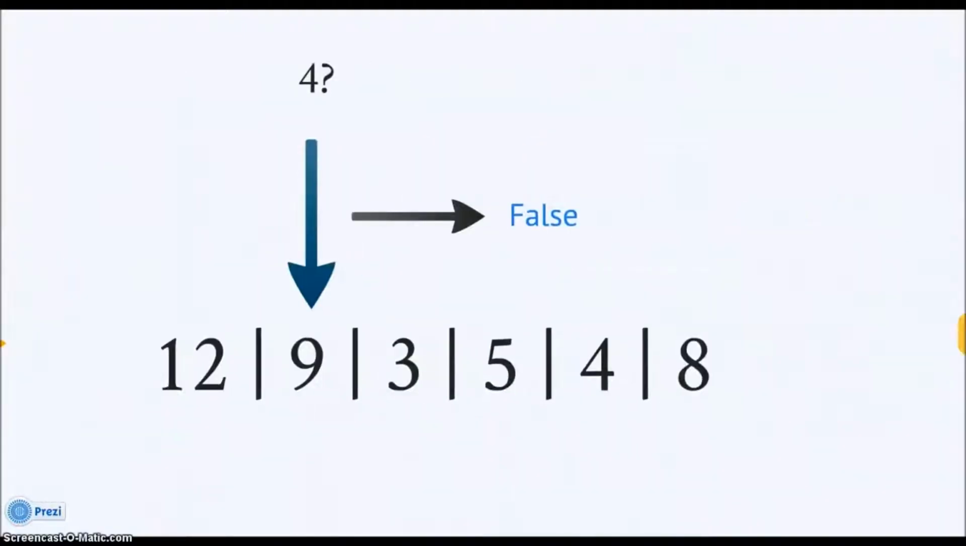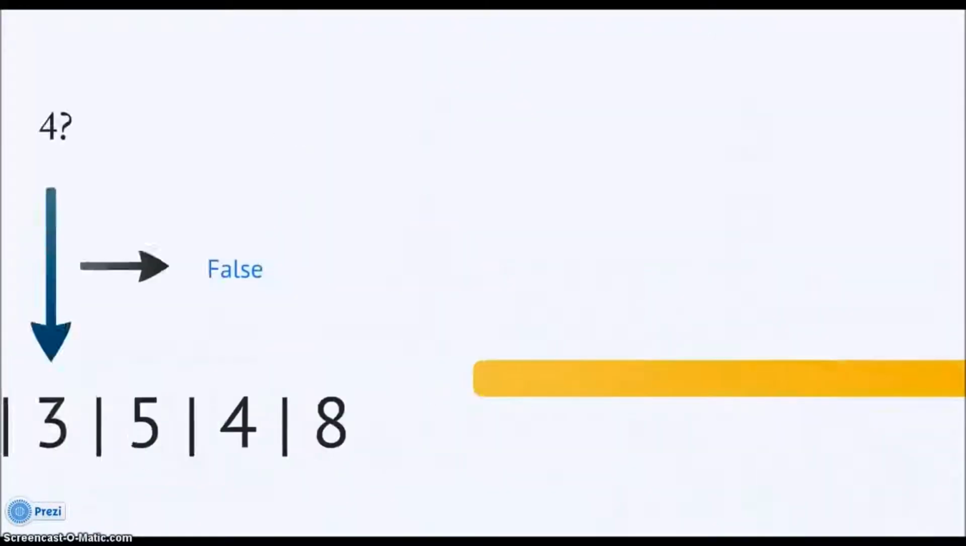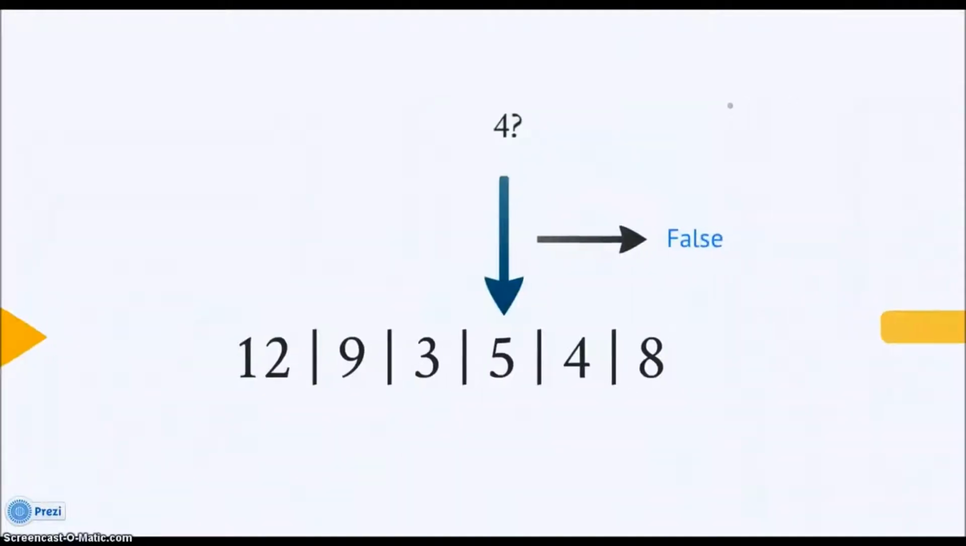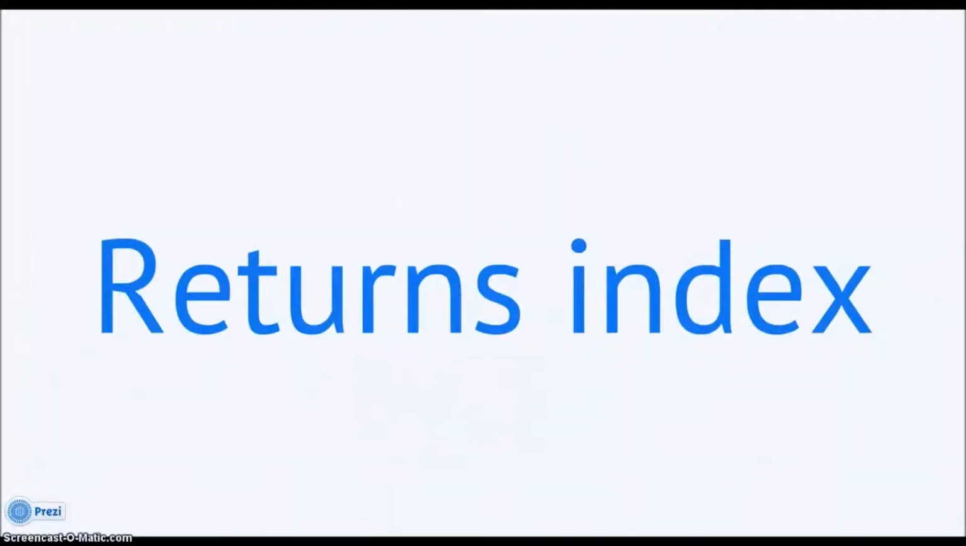Then it will go down to the next index. Since 4 and 9 are not equal, it will then again return false. It will continue doing this until it reaches its target element or reaches the end of the array. When it reaches its target element, it will return a true, which then returns the index number.